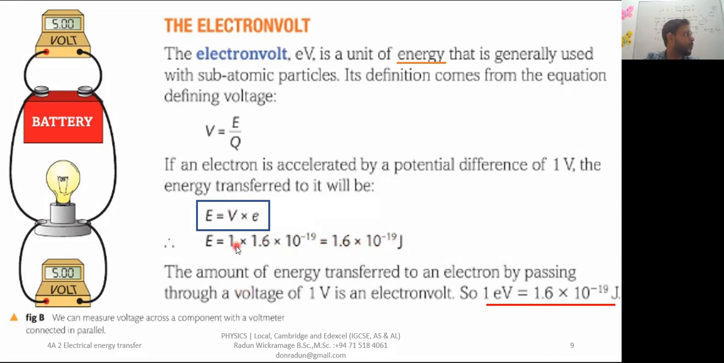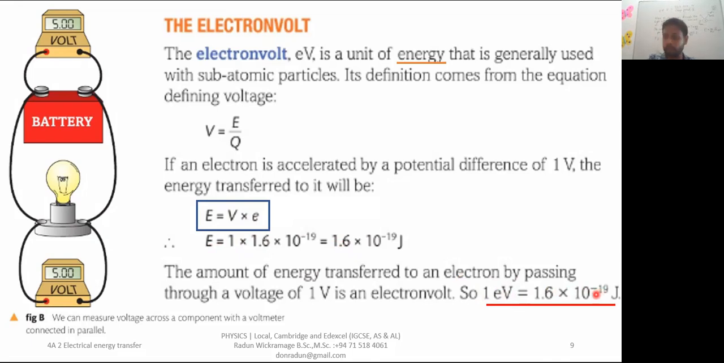See, voltage is 1, e is 1.6 times 10 to the power minus 19. So the capital E, the energy, should be the same. So the charge of the electron will be there as the number in joules, which is equivalent to 1 electron volt. So here you can see that 1 electron volt equals this much in joules. Okay, a small quantity of energy.